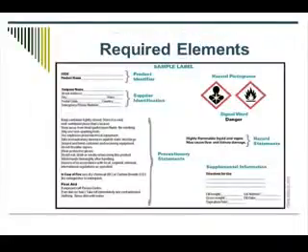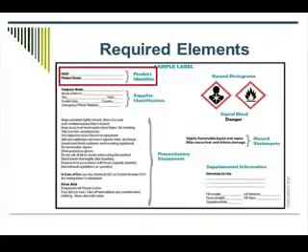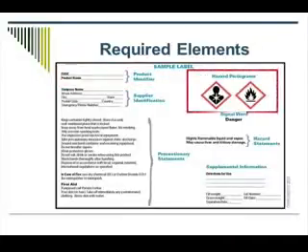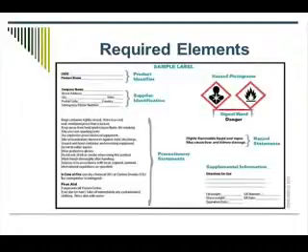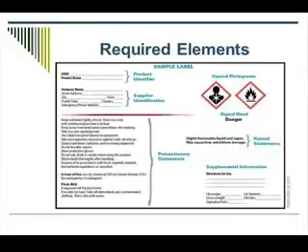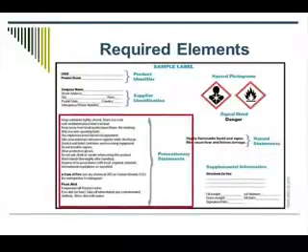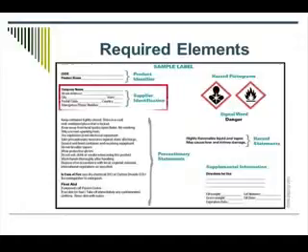Here's the sample of the new label and the types of information an employee will see on the new labels. There are product identifiers. There are pictograms. There will always be a signal word. There will be hazard statements. And there will be precautionary statements. And you will always find the name, address, and telephone number of the manufacturer, importer, or distributor.